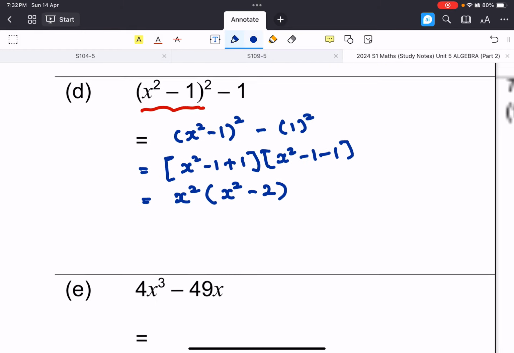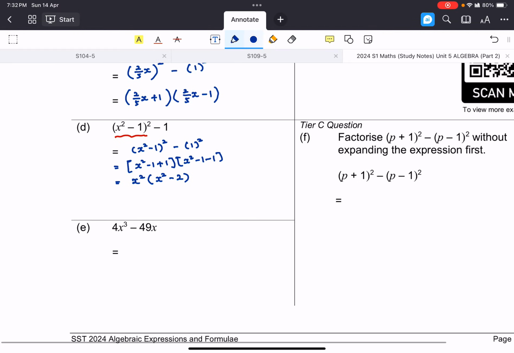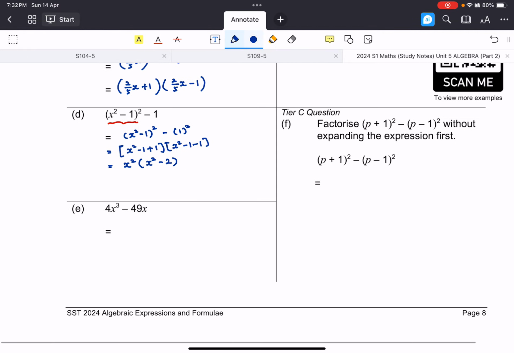Okay. Are there more examples? Oh yes, there's more below. Why is that on the right side of the screen? Okay. We'll look at that later.